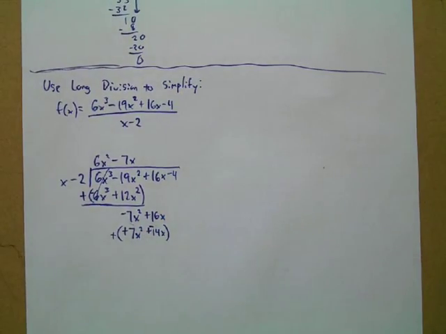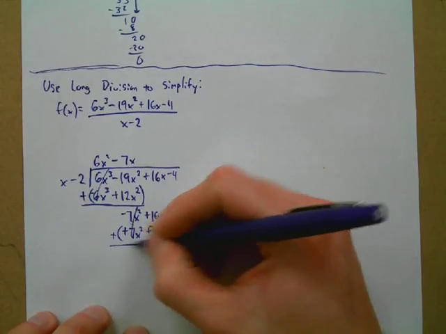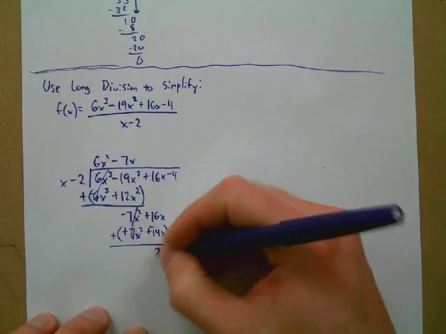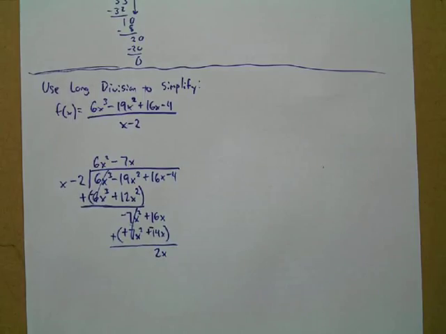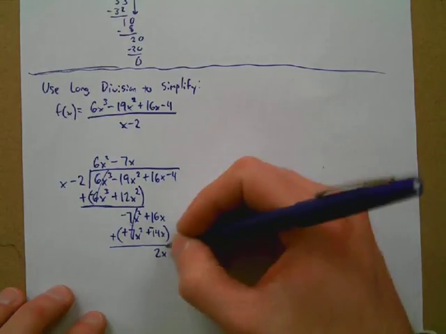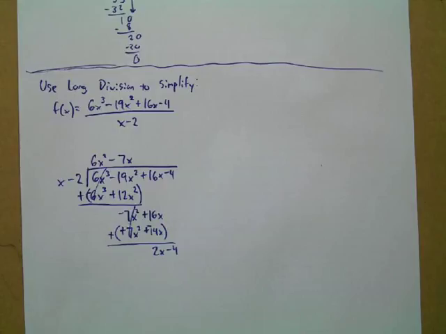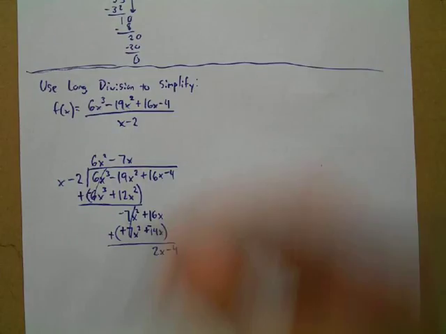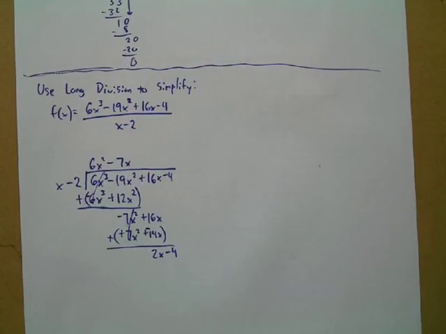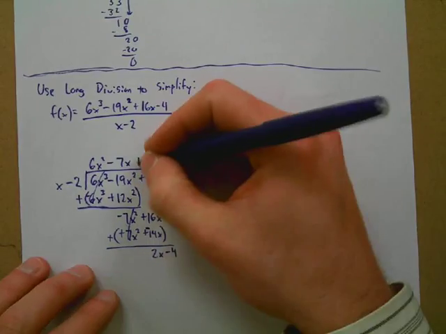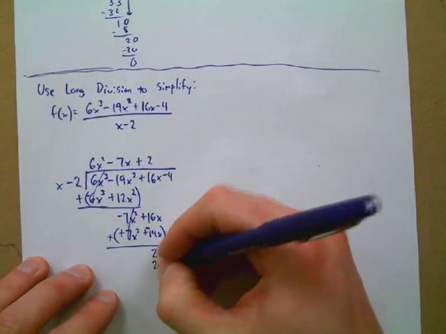And then the last one, we'll bring down the minus 4 there. And then what times x gives us 2x? 2. So 2 times x, 2x. 2 times minus 2, minus 4. Subtract the quantity. And so that's going to cancel, that's going to cancel. We're done there. We get 0. No remainder. Woohoo!